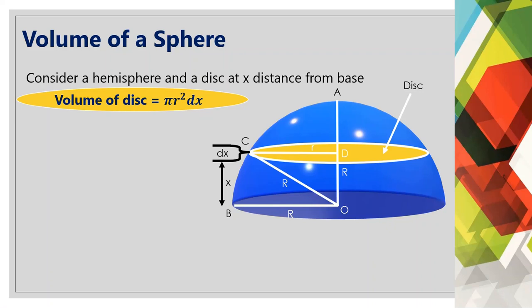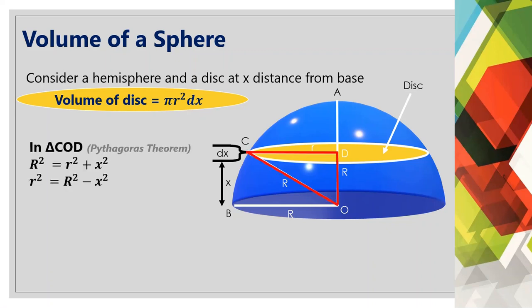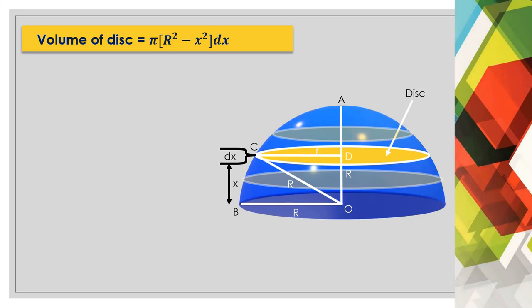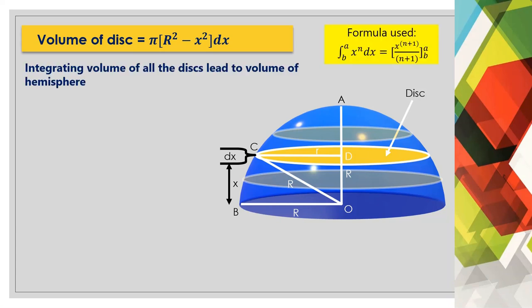Therefore, on applying Pythagoras' theorem, a relation between r and x can be found. On substituting r in the formula of the volume of the disk, only x is the variable which will change from one disk to another. All other variables are constant. On integrating volume of disks, volume of hemisphere is found. X will range from minimum value 0 and maximum value r, radius of the sphere. These will be the limits of integration.